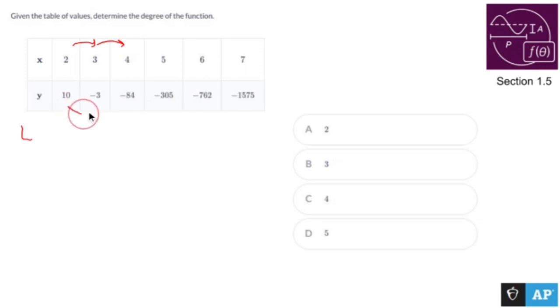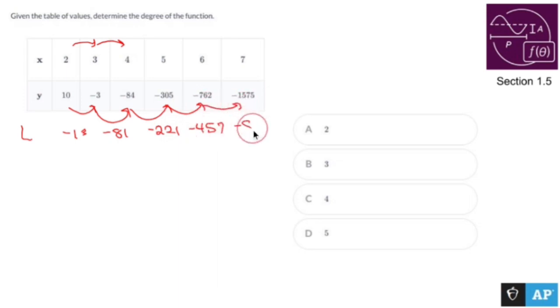So I'm going to pretend that I didn't do these numbers ahead of time because I have a potential to screw these up. 10 to negative 3 is negative 13. Negative 3 to negative 84 is negative 81. Negative 84 to negative 305 is negative 221. Negative 305 to negative 762 is negative 457. And then last but not least, we got ourselves negative 813.